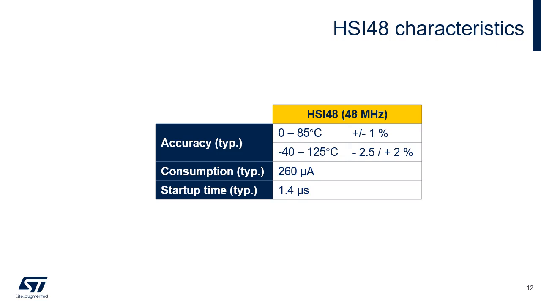This table provides the characteristics of the HSI48 clock. The HSI48 accuracy can be improved by implementing a trimming procedure based on TIM14, TIM16, and TIM17, Channel 1 input capture. A clock reference such as HSE divided by 32 or LSE is used for high accuracy capture of the current value of the counter clocked by HSI48. The HSI clock has a typical 1.4 microsecond startup time, while the HSE clock has a typical 2 millisecond startup time.